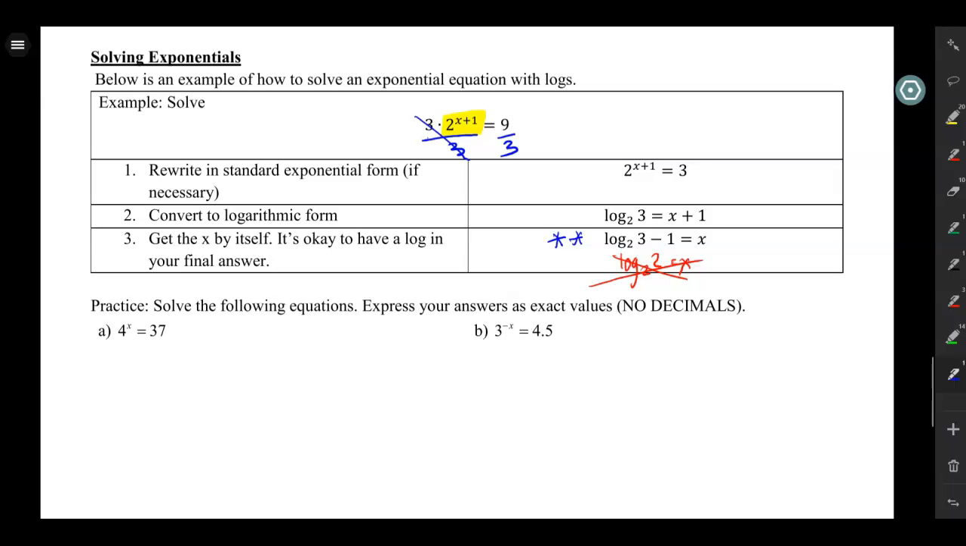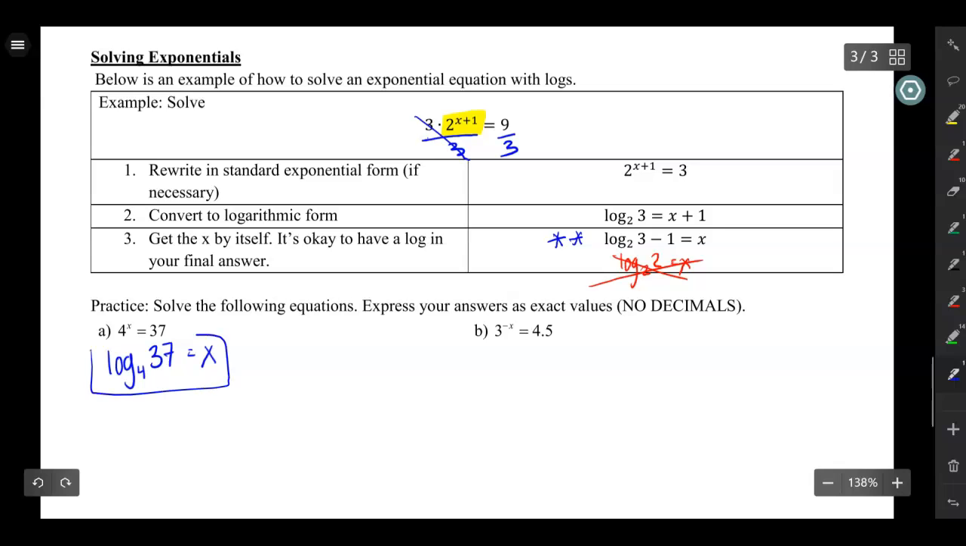First I have 4 to the x is equal to 37. First thing I want to do is make sure it's in standard exponential form, which it is in this case, because the 4 and its exponent are already by itself on the left side of the equation. Next I'm going to convert to logarithmic form. So log base 4 of 37 is equal to x. And then my final steps would be to get the x by itself, but that x is already by itself. So I'm done. X is equal to log base 4 of 37.